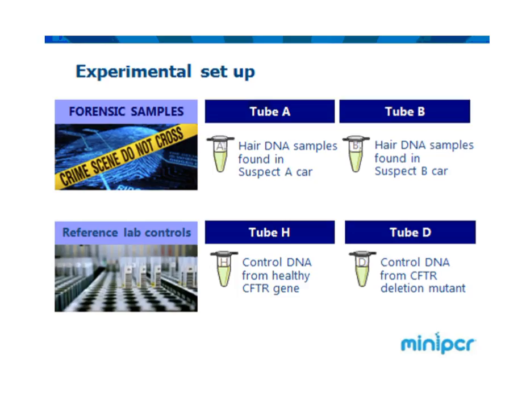Here is our experiment. You're going to have 4 tubes. Tubes A and B are going to be representing the hair DNA samples found in suspect A's car and suspect B's car. And then you're going to have 2 controls. You're going to have a healthy control, so a healthy CFTR gene, which is longer than the deleted CFTR gene that's going to be found in tube D. So you're going to have 2 controls and 2 experiments, in this case A and B.